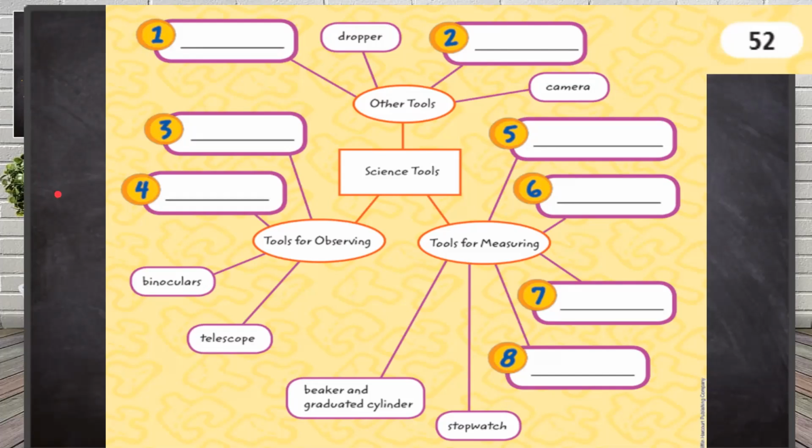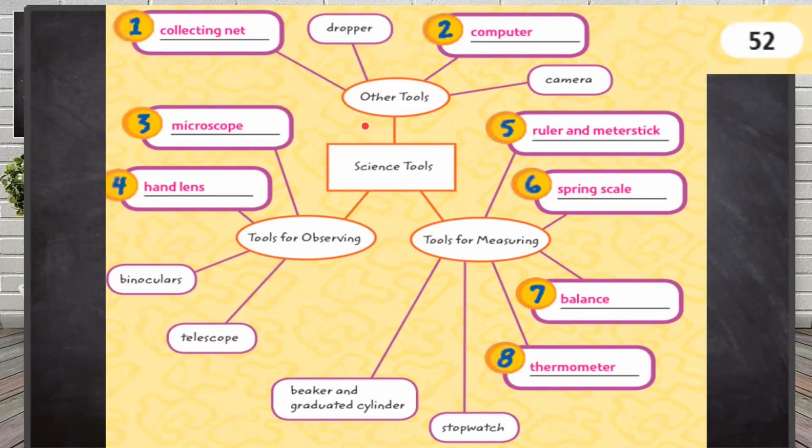Is it a telescope? You are going to take a telescope outside? Okay, it's okay. It's a tool. Thank you for your answer. Now let's see. Over here, other tools can be a collecting net or computers.